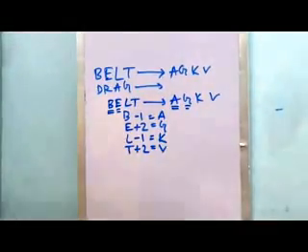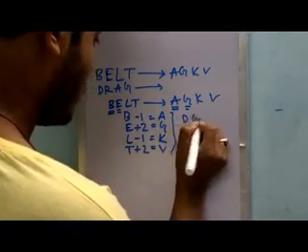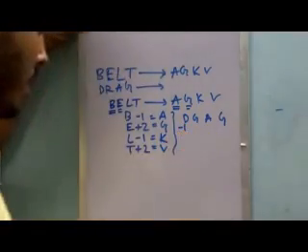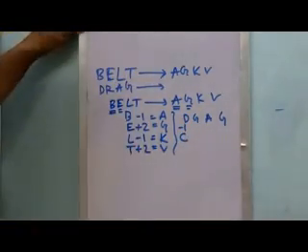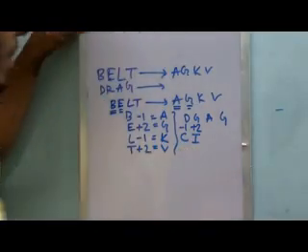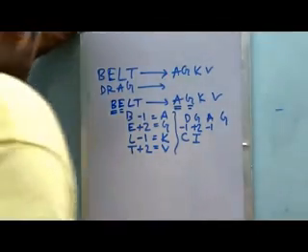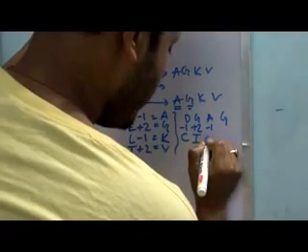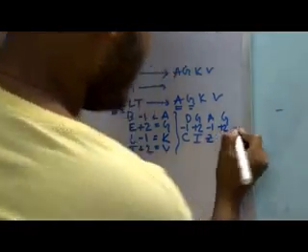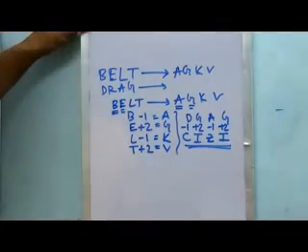Okay, so if we take the word DRAG, D minus 1 equals C, then R plus 2 will be T, A minus 1 will be Z, and G plus 2 will be I. So C T Z I.